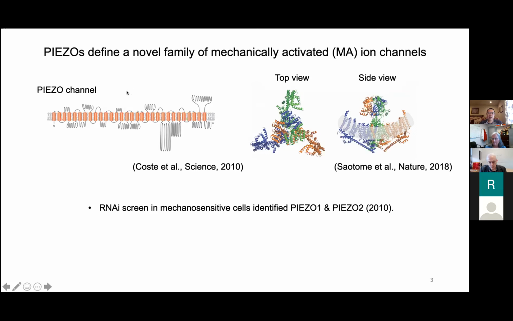And from the cryo-EM structure, you can see that the piezo proteins come together as a trimer and spread over the plasma membrane. It is so large that it is predicted that the whole structure can bend the plasma membrane. Importantly, piezos are the first bona fide mammalian mechanically activated ion channels. That means they are sufficient to give rise to mechanosensitivity in mechanically insensitive cells.